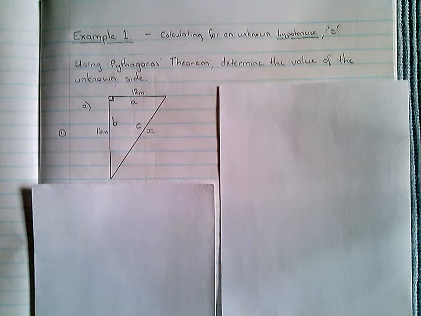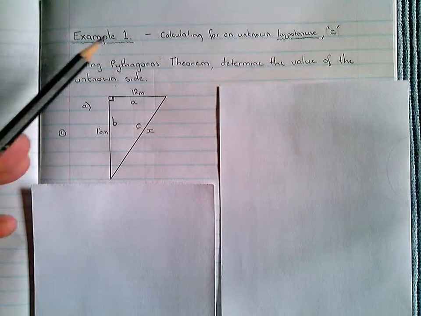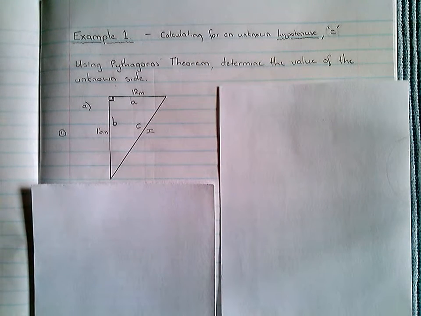In this video we will be using Pythagoras to calculate for an unknown hypotenuse. Example 1. Using Pythagoras' theorem, determine the value of the unknown side. And this is a two-part question, part A and part B, which I've covered up at the moment.